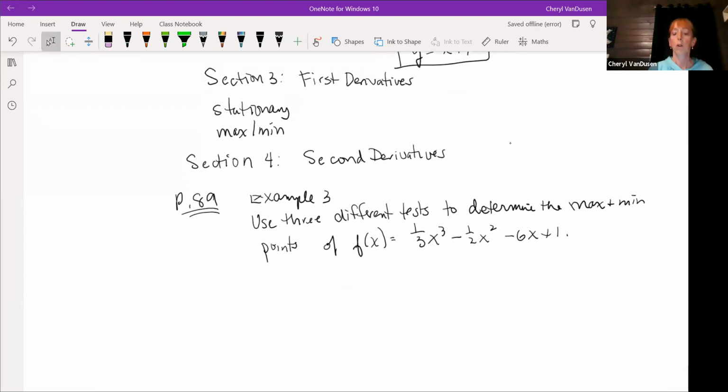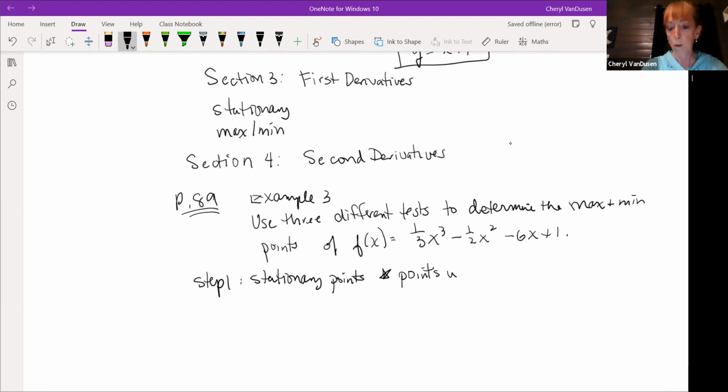Okay, so here's what we need to do. Step number 1, we have to find what are called the stationary points. Now, let's think about what stationary points are. When we talk about stationary points, we are looking for points where the slope is 0.